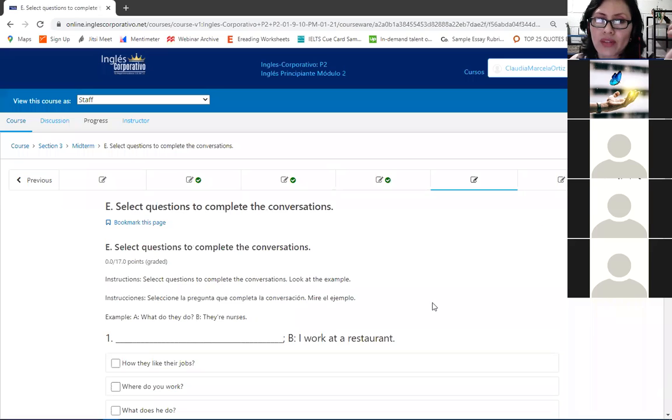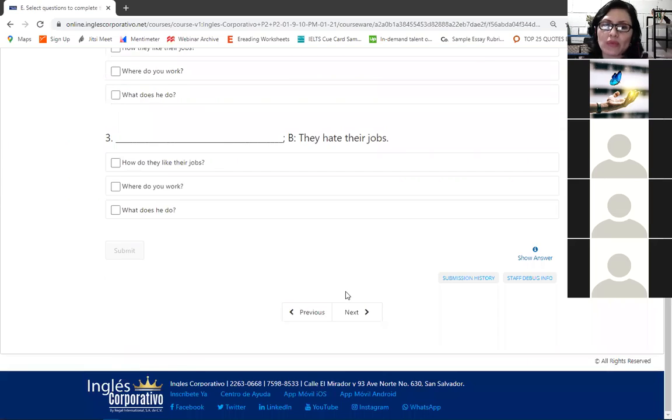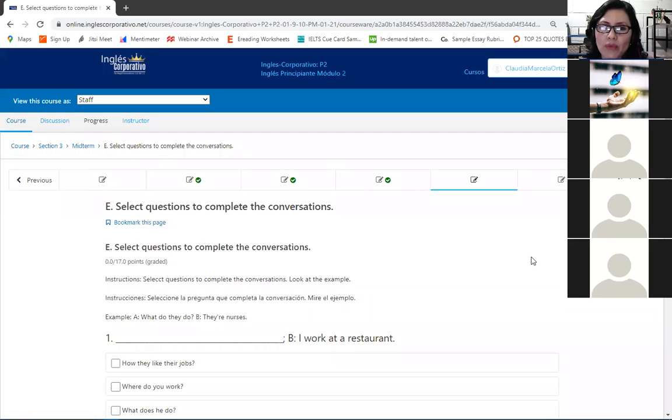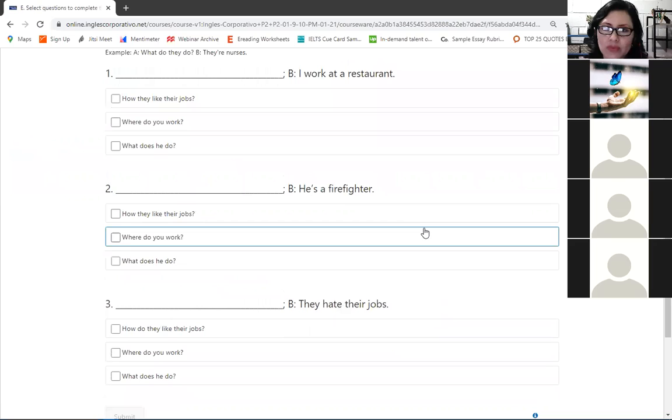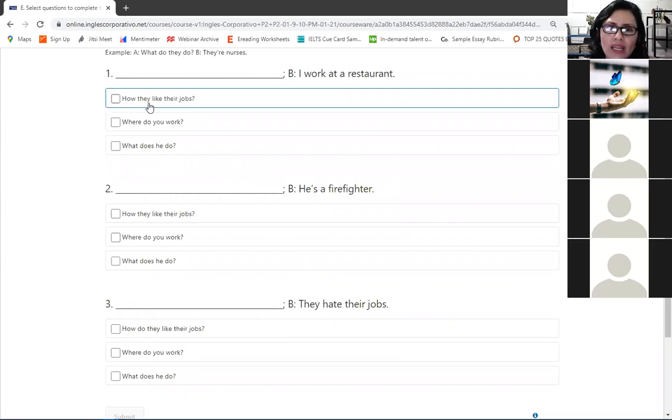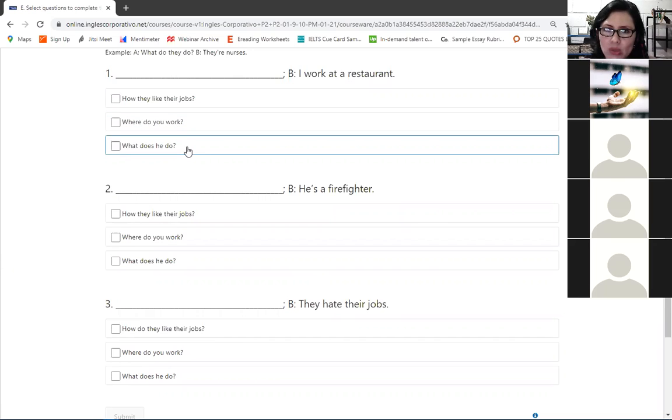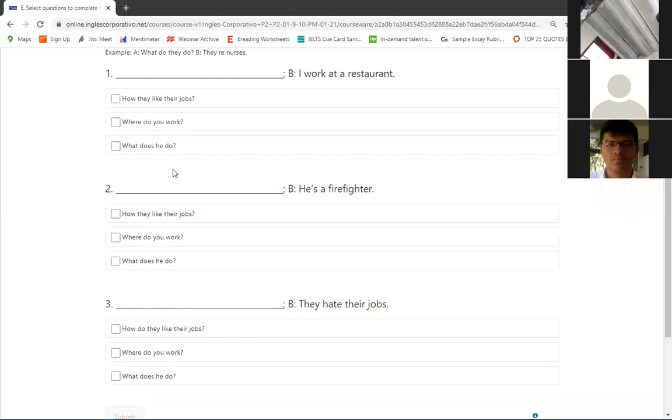Then, in the next section, which is section E, it says select questions to complete the conversations, right? So here you have multiple options. Number one, it says how they like their jobs. Where do they work? What does he do? And the answer is, I work at a restaurant. So which one? Where do you work? I work in a restaurant.